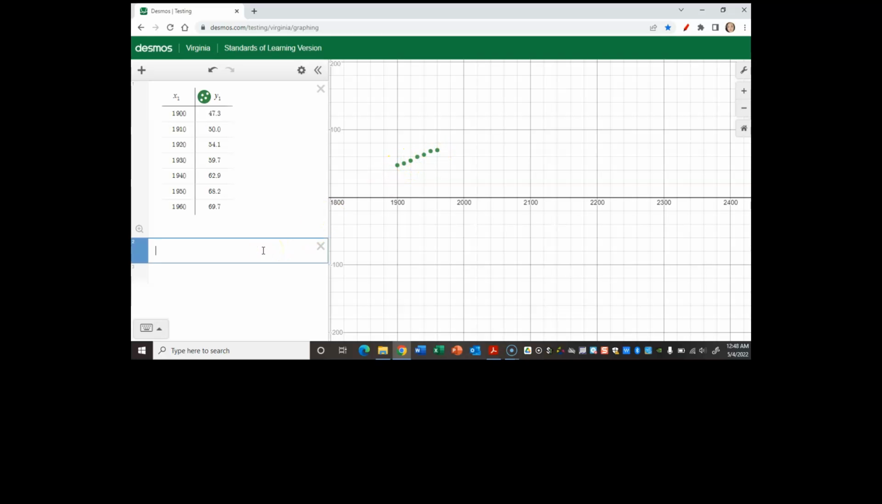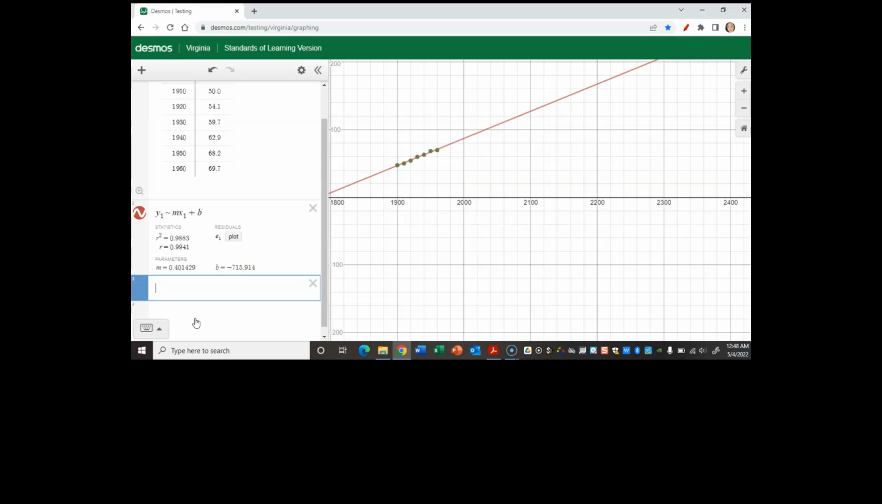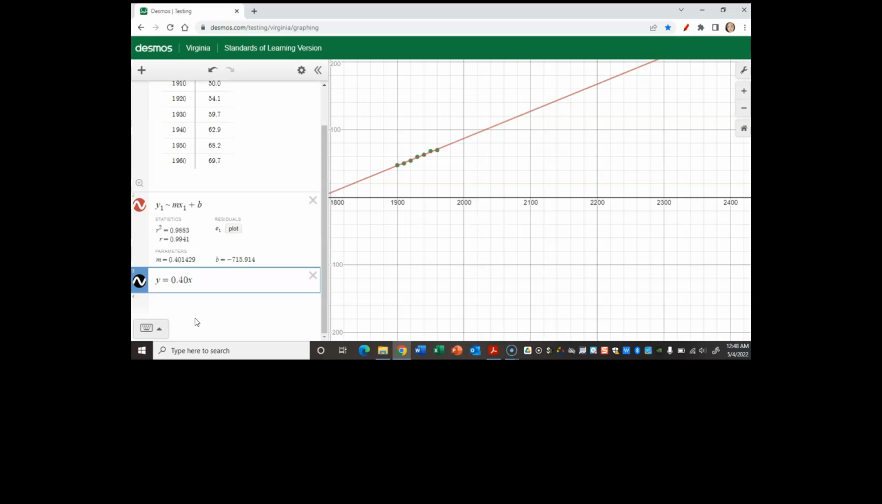So we're going to type y1 tilde mx1 plus b. Try this with me on Desmos, please. And the only information you need is on the bottom where it says m and b. That is your slope and y-intercept. So we're going to use that and type another equation as an answer. y equals 0.40x, we're going to round to the nearest hundredth, minus 716. We're going to round like that.